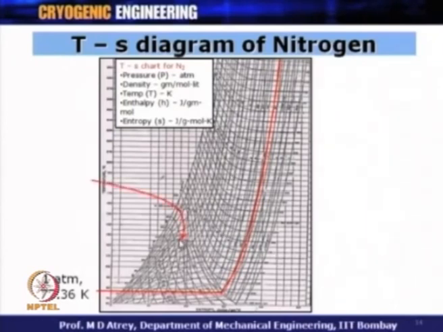This point, which is the apex of this dome, denotes the critical point, and the critical parameters here are 33.9 atmosphere and 126 Kelvin. 126 Kelvin is the critical temperature for nitrogen, and 33.9 atmosphere is the critical pressure for nitrogen. So, as I said, the TS diagram is very important reading for these cryogens, and it is very important to understand and follow these diagrams critically.